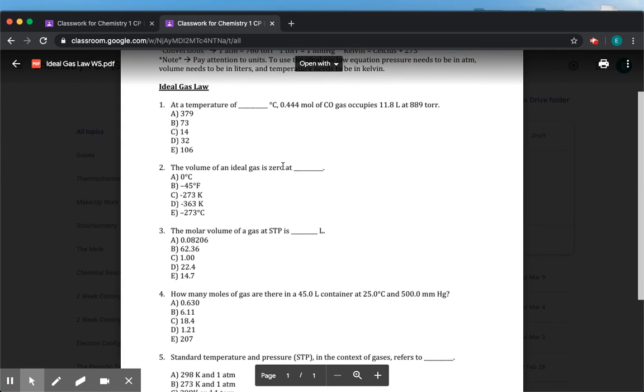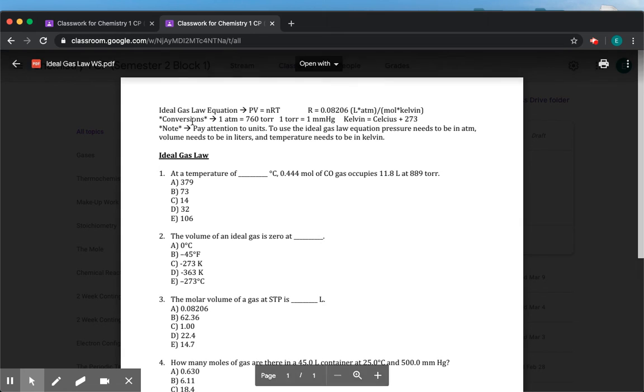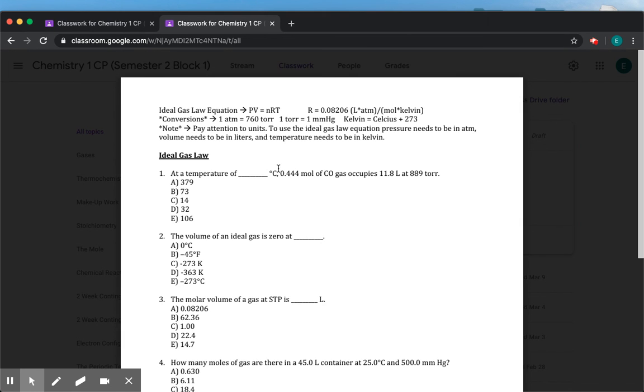There are calculations involved. I put all the information you need at the top of the worksheet. The equation is up there for you in case you forget, so you don't have to go back to the slides. I tell you R, so again, you don't have to go back to the slides. And I give you some of the conversions that you need. So 1 atmosphere is equal to 760 torr. So if you look at number 1, they're looking for the temperature in Celsius. They tell you moles, they give you liters, but they give you the pressure in a unit that's not atm, so you need to convert it first.